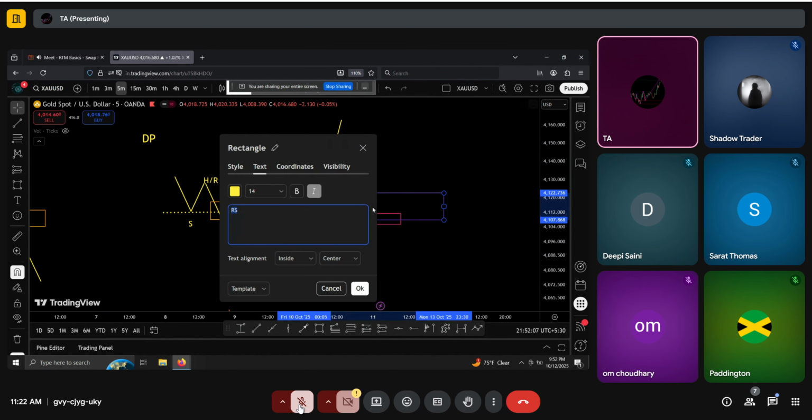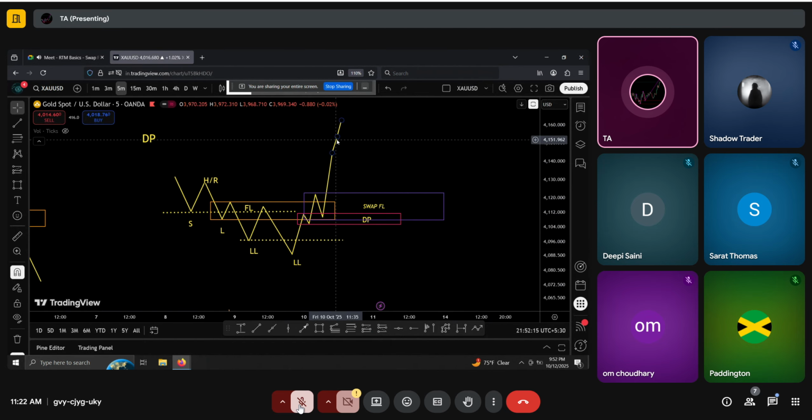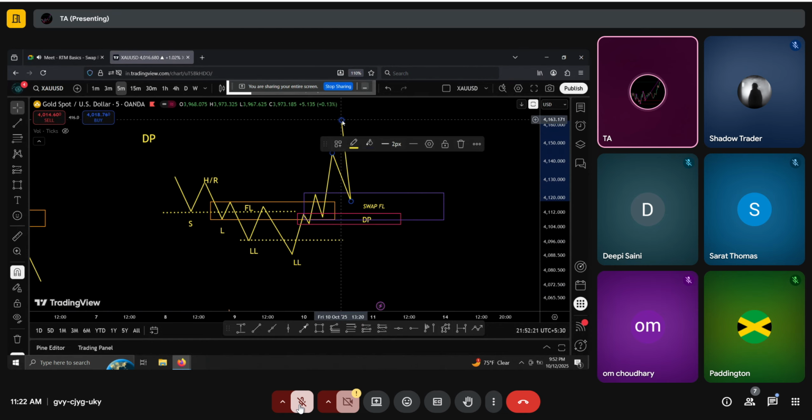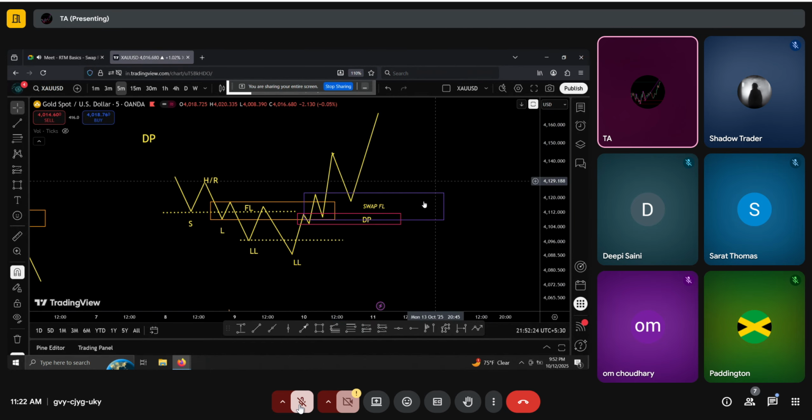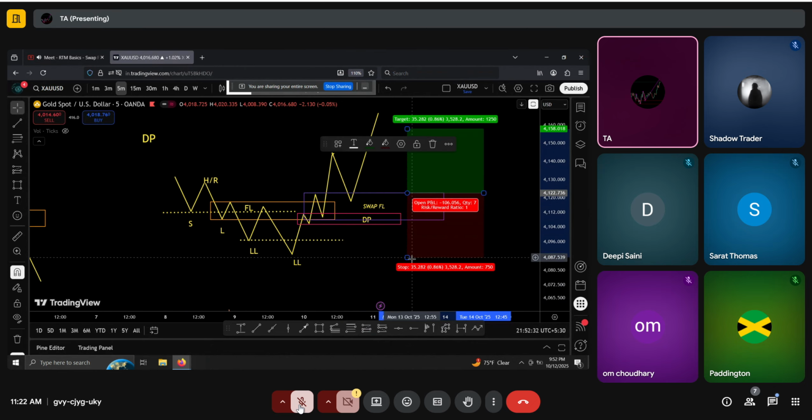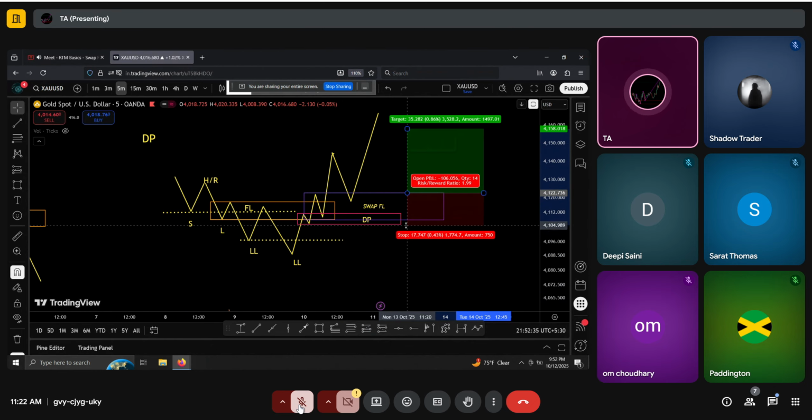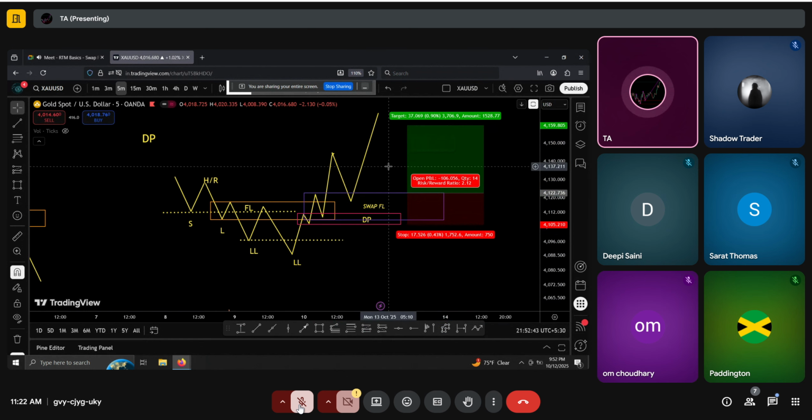And this is swap FL now, and when the price comes back again to this swap FL, we can also trade it, given that the swap FL has been retraced to the DP. So we can go long again here with the stop loss below this swap FL or below this DP, and target will be here. This is how we take entry in this schematic.